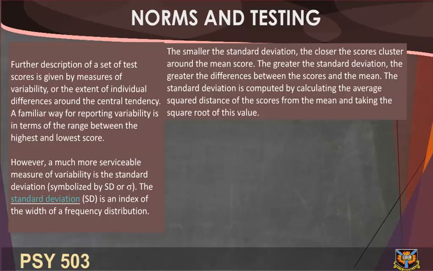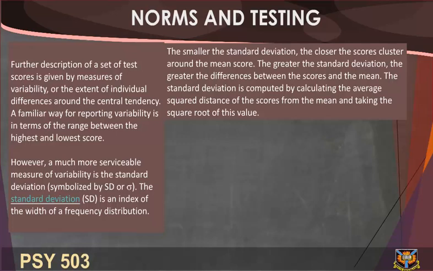Further description of a set of test scores is given by measures of variability, or the extent of individual differences around the central tendency. A familiar way for reporting variability is in terms of the range between the highest and lowest score. However, a much more serviceable measure of variability is the standard deviation, symbolized by SD or S.